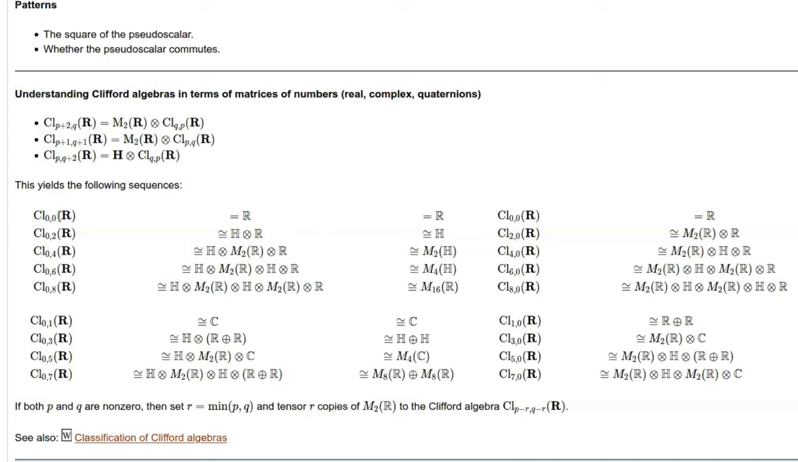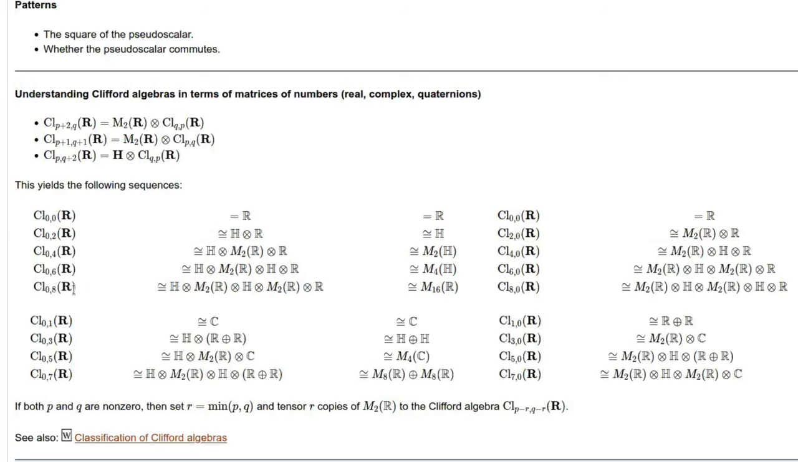Like, this is the case that we have here. Well, let's say we start with R. So the next two would be the quaternions, H. That's H tensor R. But then to do the next, you'd have to go H tensor M2 of R cross R. That's Clifford 4. Then H tensor M2 tensor H tensor R, that's 4 by 4 matrices in the quaternions, that'd be Clifford 6. And then so on, H tensor, and you get 8 by 8, it'd be 16 by 16 matrices in R.